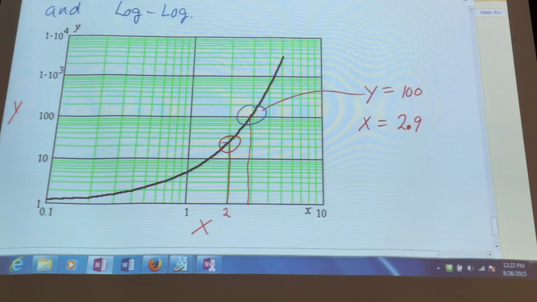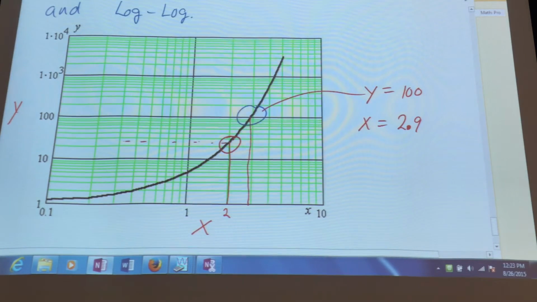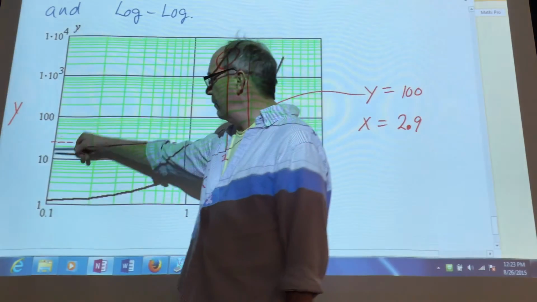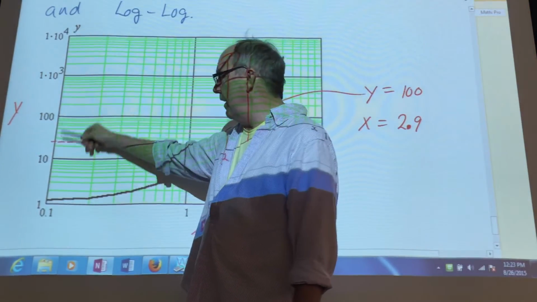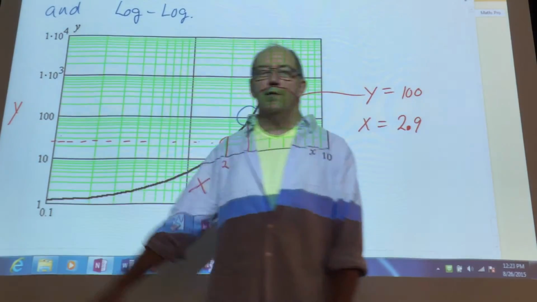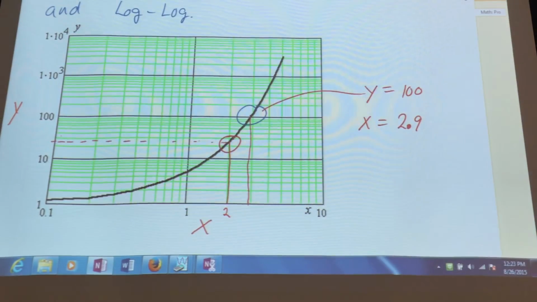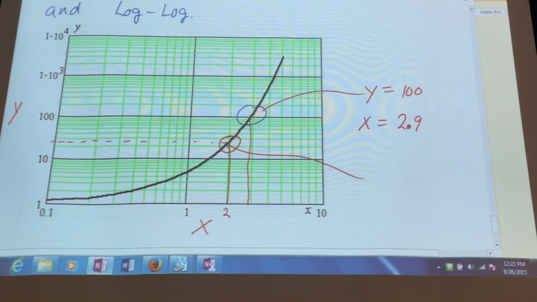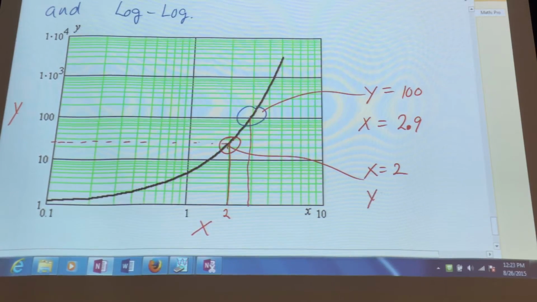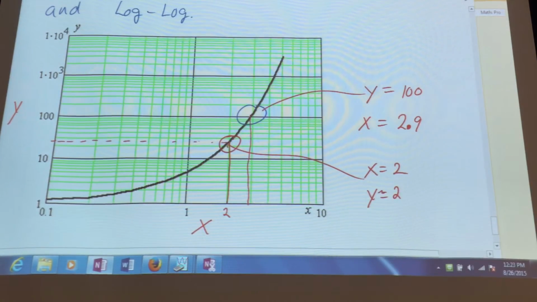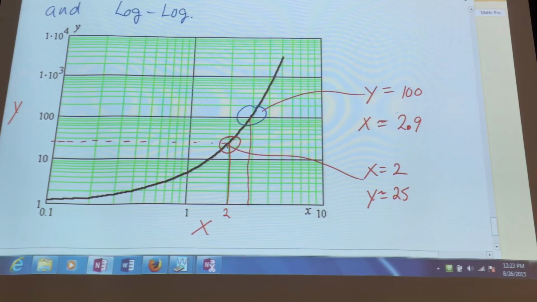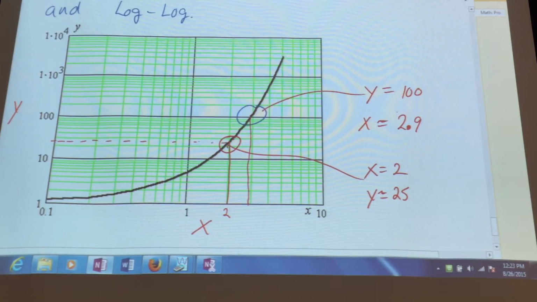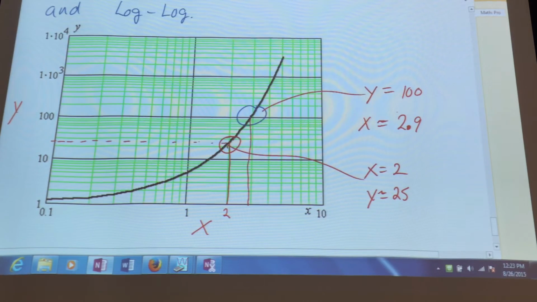And then you have to read over, 26, 25. Yeah, 25 would be a reasonable estimate. You're not going to be able to exactly pick it off, but that's 20, that's 30, so somewhere in between 20 and 30. And you would say, in this case, x is equal to 2, y is equal to approximately 25. We'll put approximate signs there. Any major surprises on that? Takes a little bit of practice, but once you get used to it, it's not bad.